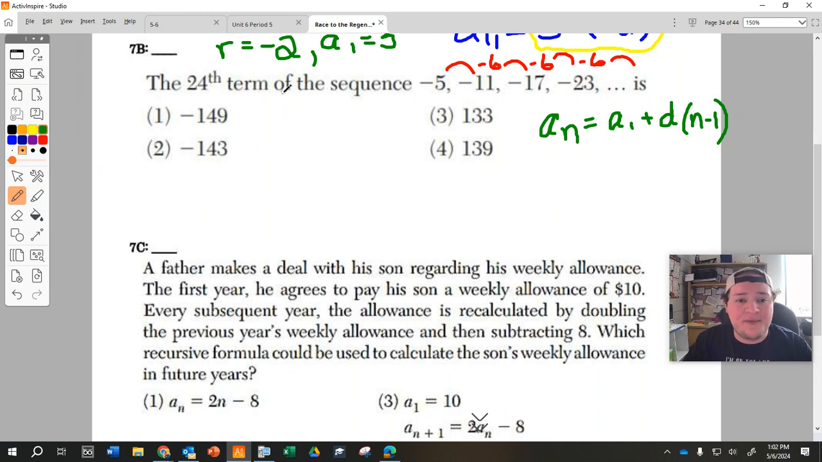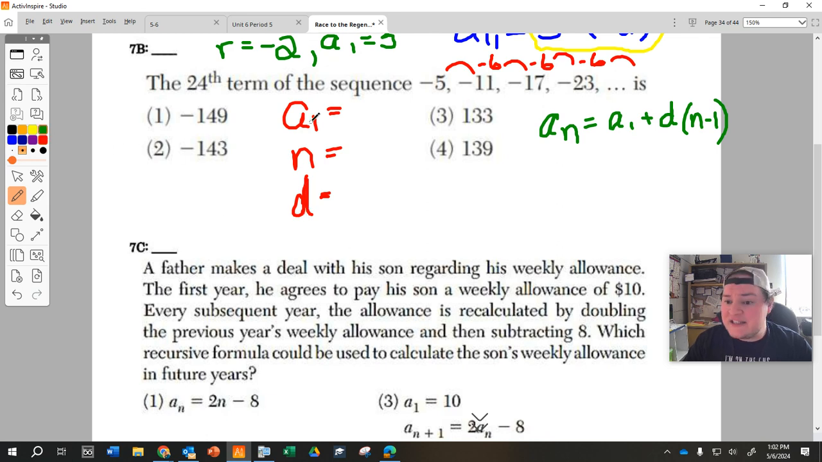So a sub 1 is something we can grab quick. We need a sub 1. We need which n they want us to find. And we need d, which is our common difference. d is the amount you're jumping each time. That's a really sloppy d, hopefully you're okay with that.